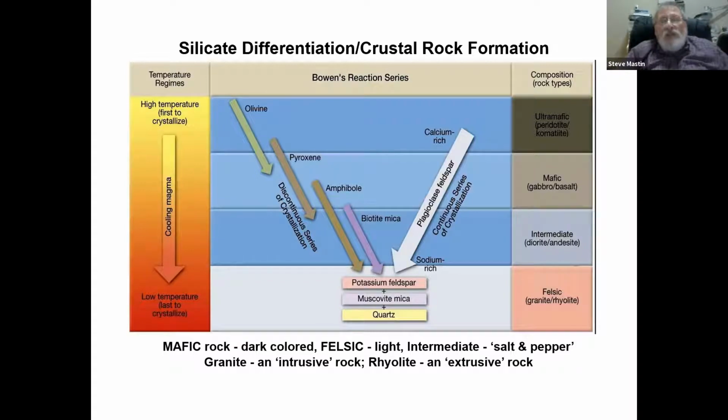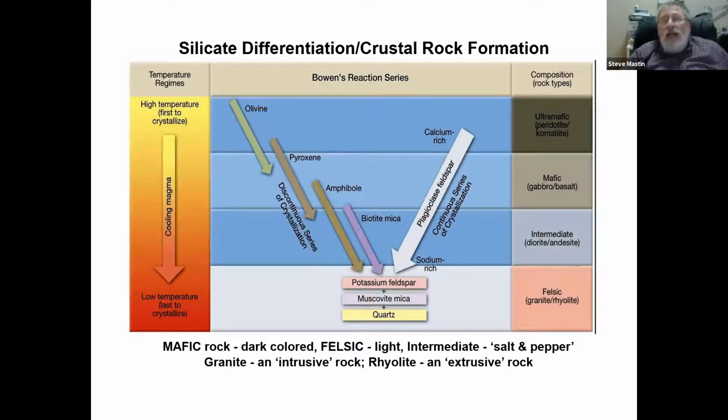And all of these other ones at the bottom. At the very bottom is quartz. And on the other side, the calcium-rich ones come along. And by the time you get to the bottom, those are the sodium-rich ones. And if you look on the right side, what you see at the bottom is that the felsic rocks are granite and rhyolite. And the difference between them, besides usually their color, is that felsic ones are extrusive.